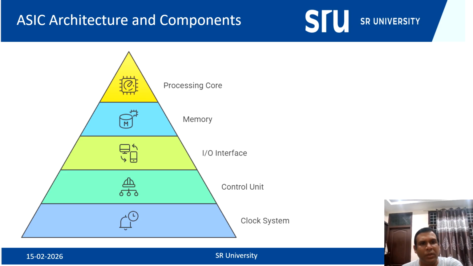Now coming to the clock system. The clock system is another critical component that provides the timing signals to all parts of the ASIC. This timing signal ensures that operations occur in a synchronized manner, maintaining accuracy and reliability. Clock synchronization is very essential for that. We need one clock system, and sometimes we use a clock distribution network for high-end ASIC applications.